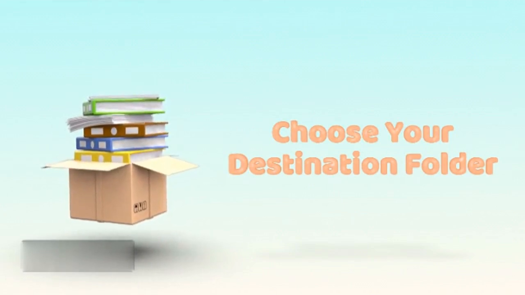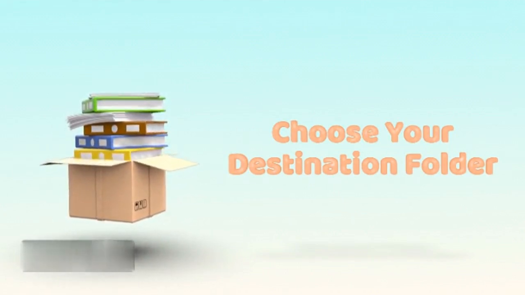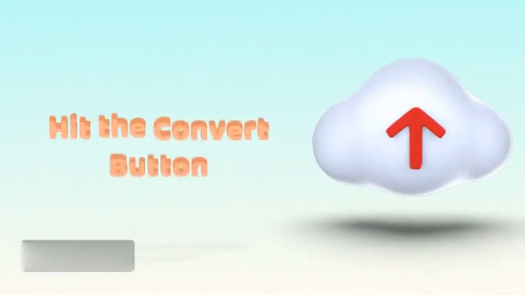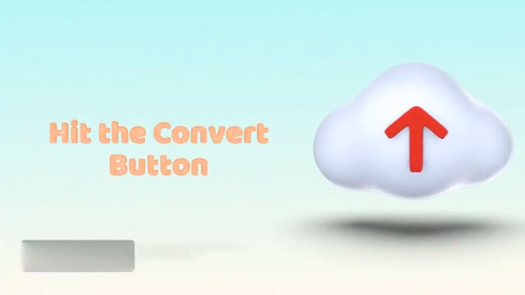This step is crucial. It's much better to have your files organized from the start. Now, after you've selected your MSG files, it's time to hit the Convert button. The software will start the conversion process, and you can see the progress on your screen.